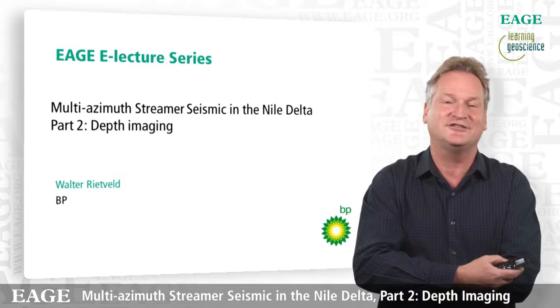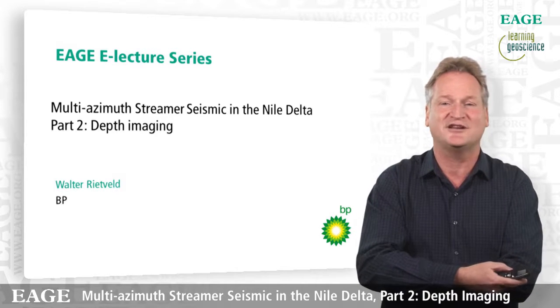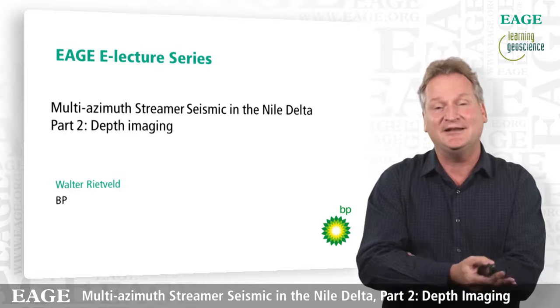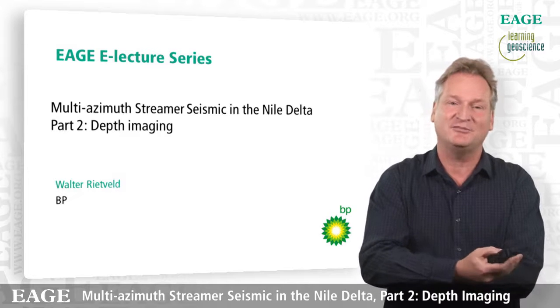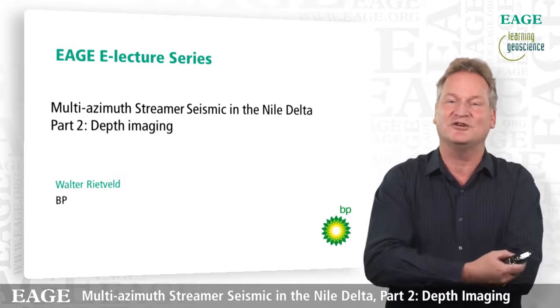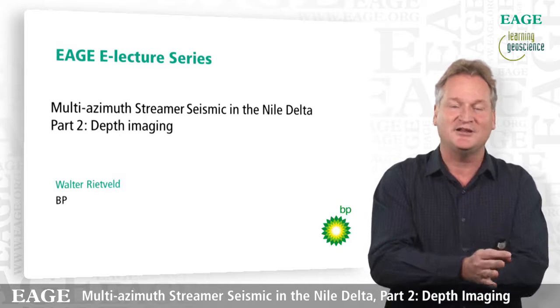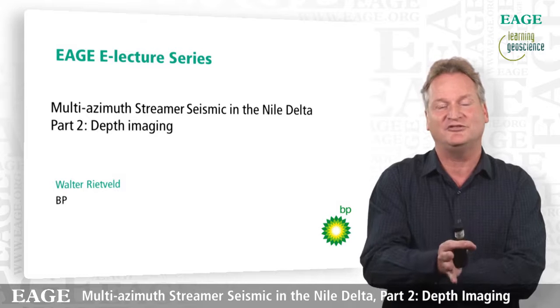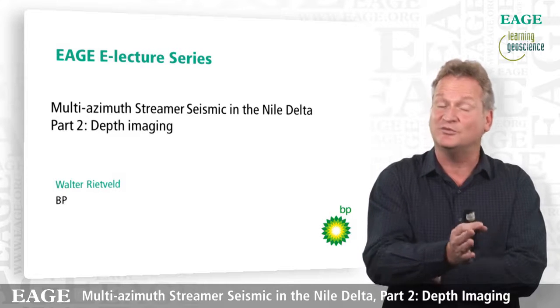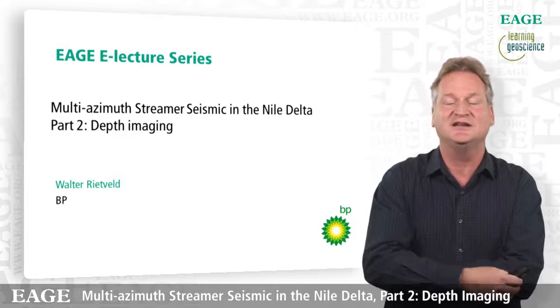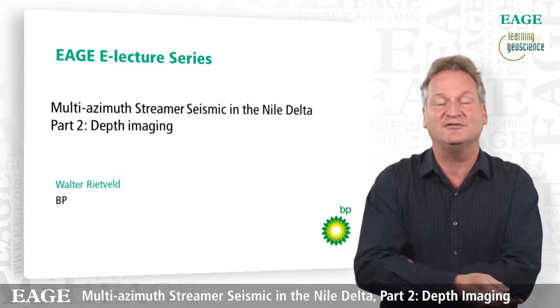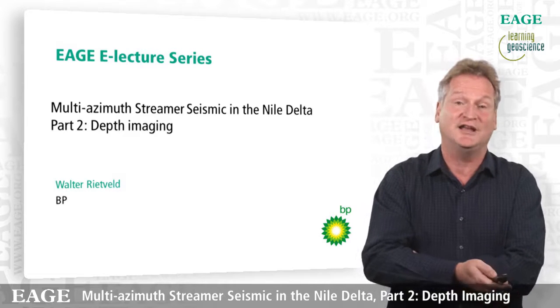The presentation is entitled Multi-Azimuth Streamer Seismic in the Nile Delta, and this is part 2 around depth imaging, which does suggest that there's a part 1 as well, which hopefully you've already looked at. Part 1 was mainly about the reason why we did multi-azimuth seismic and around the simple time processing and time imaging. In this presentation I will actually focus on building a depth model and the depth imaging.